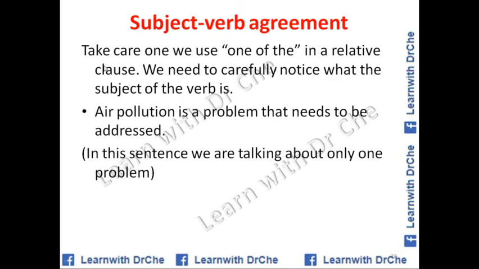Subject verb agreement is very important. Take care when we use one of the in a relative clause. We need to carefully notice what the subject of the verb is. Air pollution is a problem that needs to be addressed. So we're talking about one problem: a problem that needs to be addressed. In this sentence we are talking about only one problem. We are not using one of the, we are using only one problem.